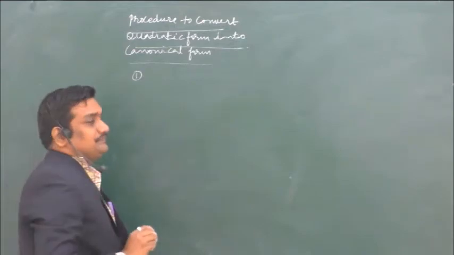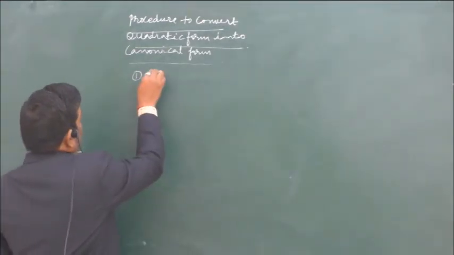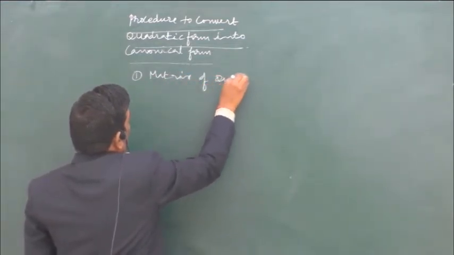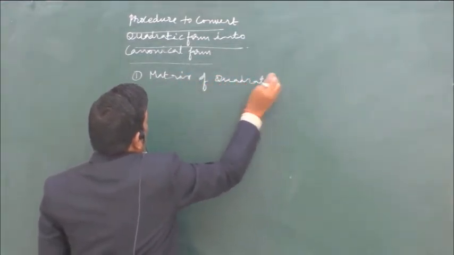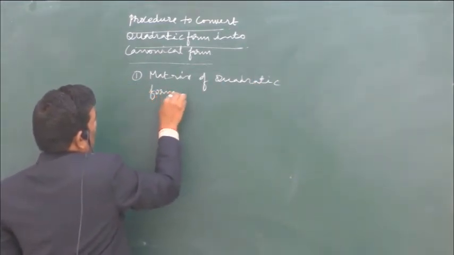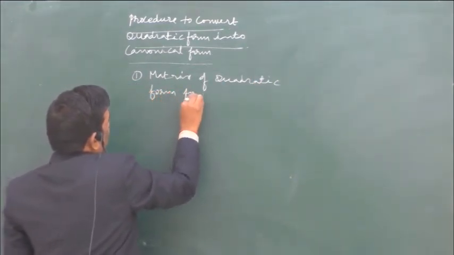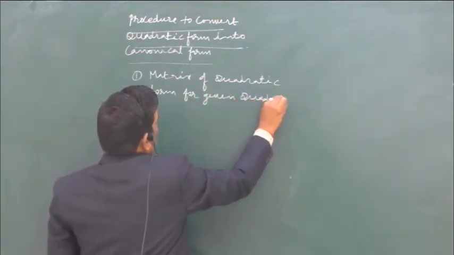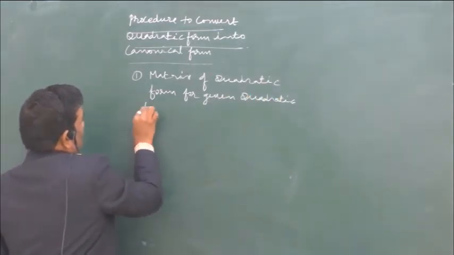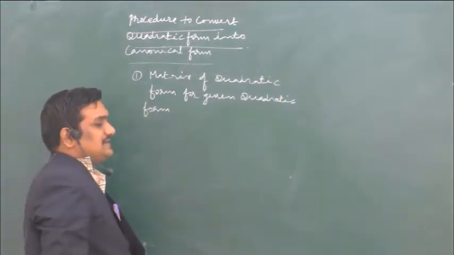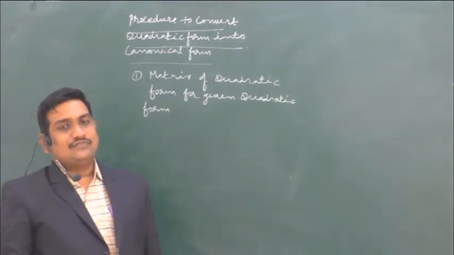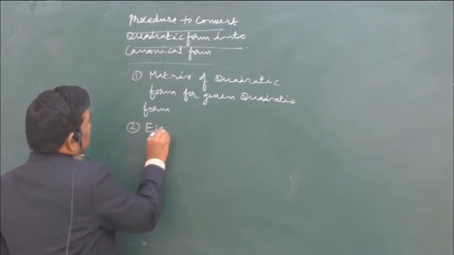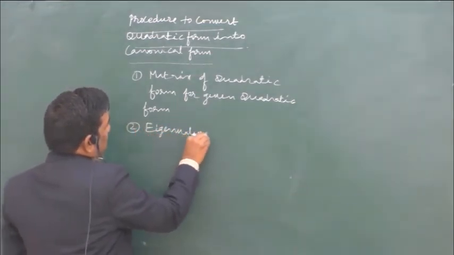The first step is to find the matrix of the quadratic form for the given quadratic form. A quadratic form is given, so let us identify its matrix. Then the second step is to find the eigenvalues and eigenvectors.